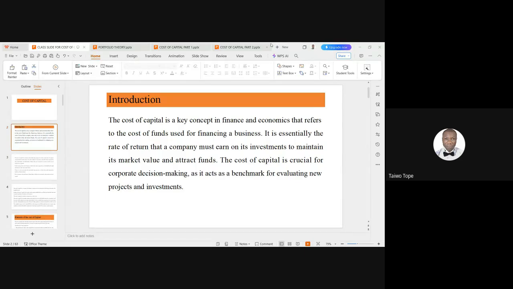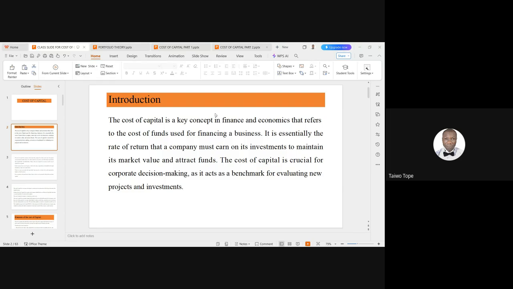Cost of capital is regarded as opportunity cost because it represents the return that investors forgo by investing in one project instead of investing in the next best alternative. Because when you have your resources, you have quite a number of options to invest in. So when you make a decision to invest in project A, it means you are foregoing the return that you should have obtained when you invest in project B.